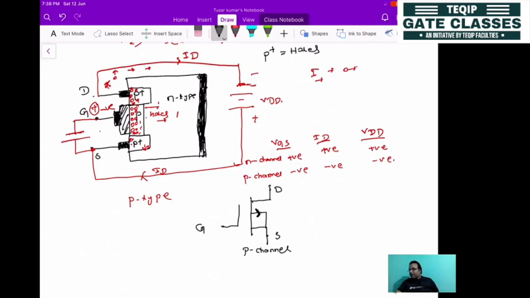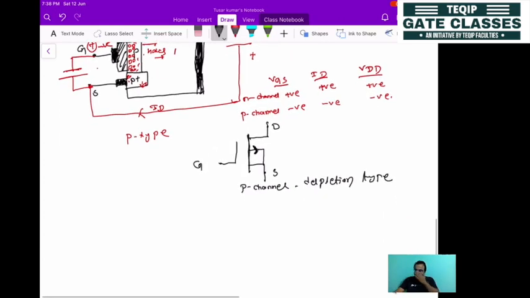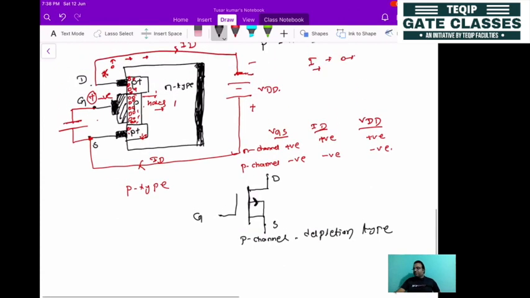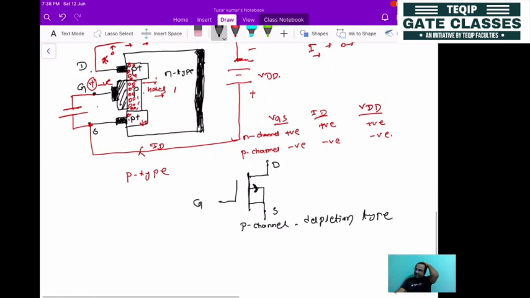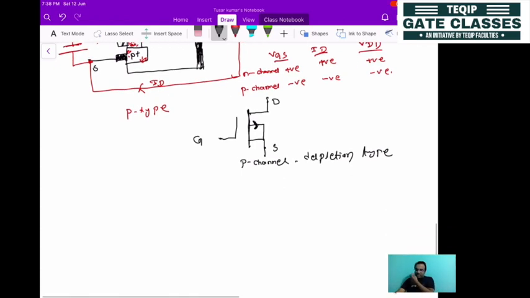This continuous line is for this one. So this is nothing but a P channel depletion type MOSFET. This is how the P type or N type depletion type MOSFETs operate. We have not discussed the characteristics yet. The characteristics will be discussed together for depletion as well as enhancement type MOSFETs.